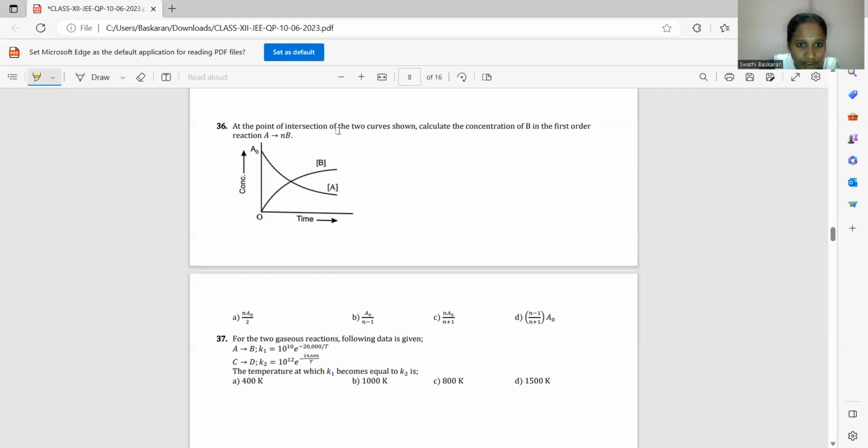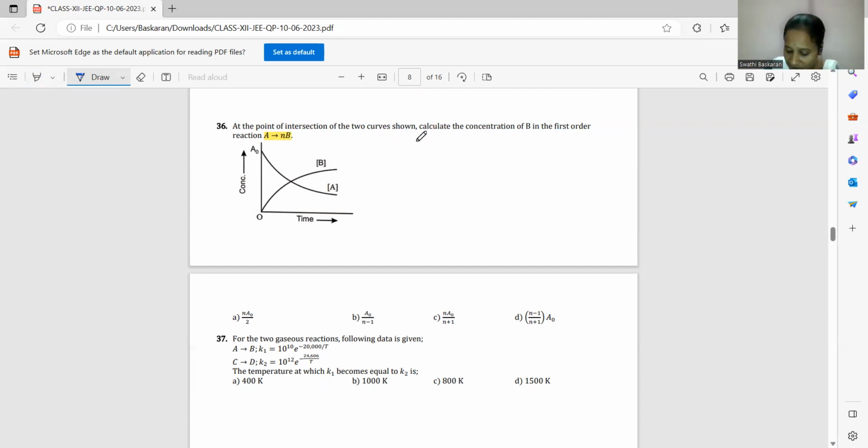At the point of intersection of two curves shown, calculate the concentration of B in the first order reaction. And this is the hypothetical equation. So which means that we need to determine the stoichiometric coefficient of B. So the stoichiometric coefficient of B needs to be determined. Okay.